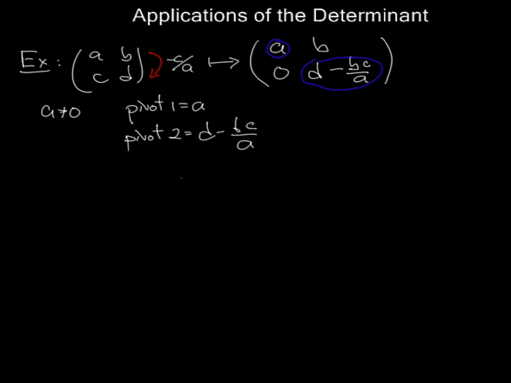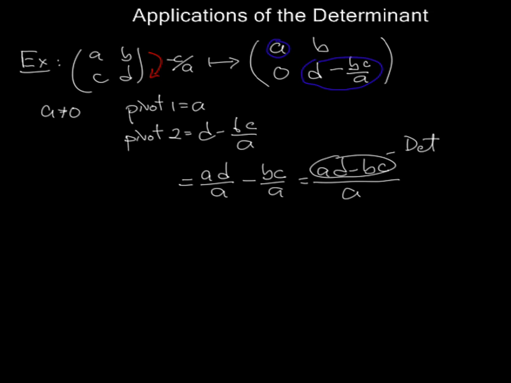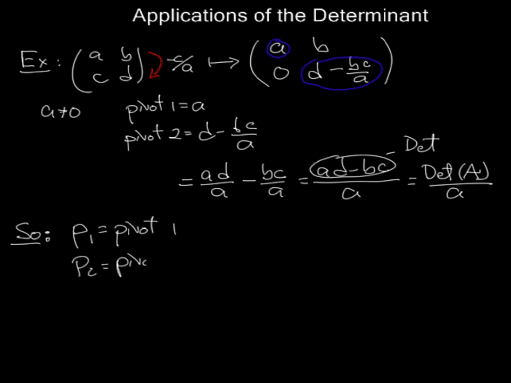Okay, now let's get this over a common denominator. That's AD over A minus BC over A, which is to say AD minus BC over A, and there you have the determinant over A. Okay, so what do we see? If you call the first pivot P1 and the second pivot P2, we see that P1 times P2 is the determinant of this little 2 by 2 matrix.